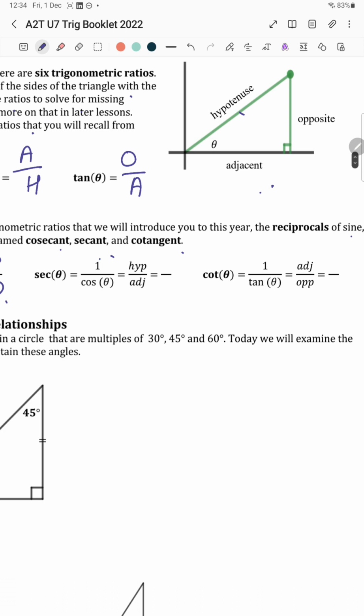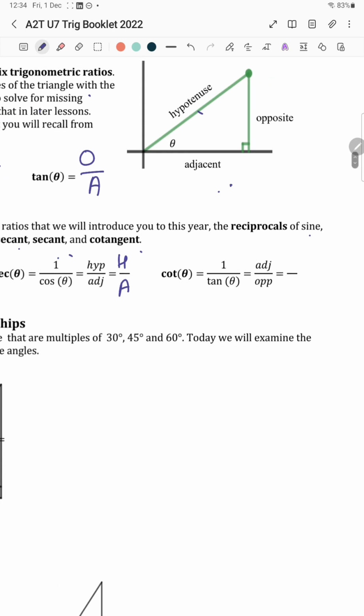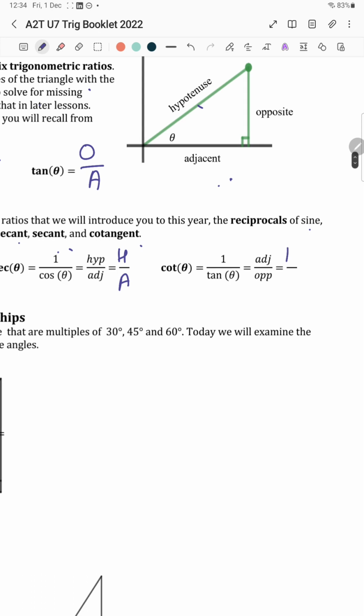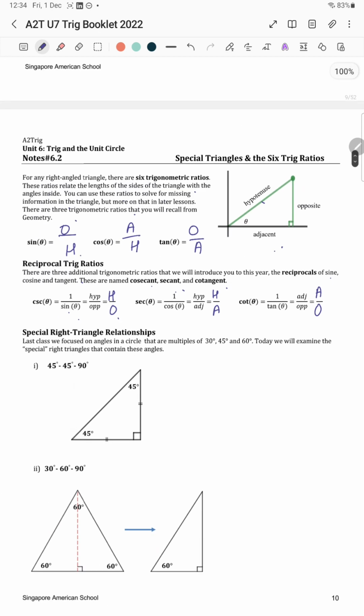Secant theta is 1 over cos theta, which is hypotenuse over adjacent, h over a. Cot theta is 1 over tan theta, which is a over o.